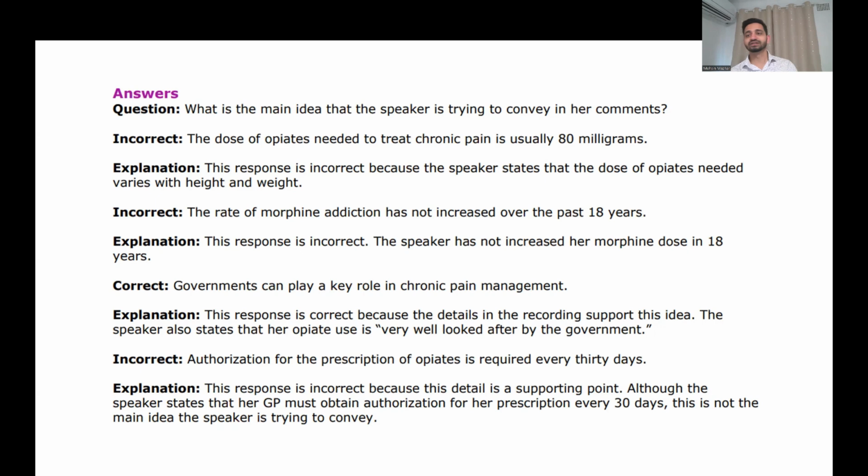Let's look at the last one. Why is it incorrect? Authorization for prescription of opiates is required every 30 days. The response is incorrect because this detail is a supporting point. Although the speaker states that her GP must obtain authorization for her prescription every 30 days, this is not the main idea the speaker is trying to convey. Even though she talks about it, it's a very minor detail, isn't it? And it's her case. It's not a general case for everyone.